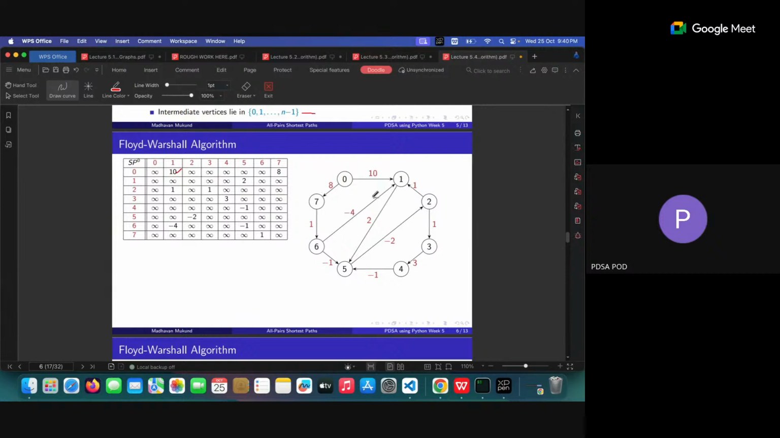SP0, direct edges. What exactly are direct edges? From the 0 we don't have any path. From the 0 to 1 it is 10. From the 0 to 8 we have 8. Okay, that's fine, no problem. From the 1 to 2 we have a direct one. 2, okay, no problem.